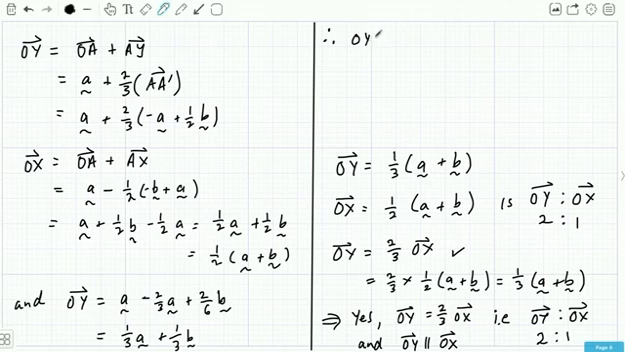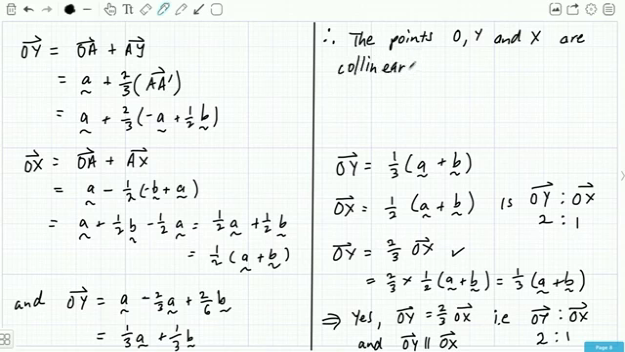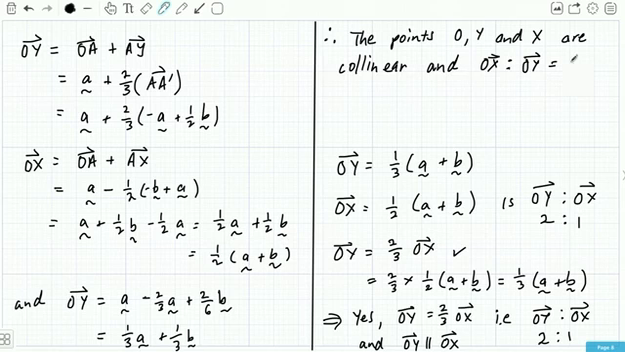So the points which were X, Y, and O are collinear. That is that they sit in the same straight line of points and are in that ratio that was required, which was 2 to 1. 1 to 2, the way I've done it.